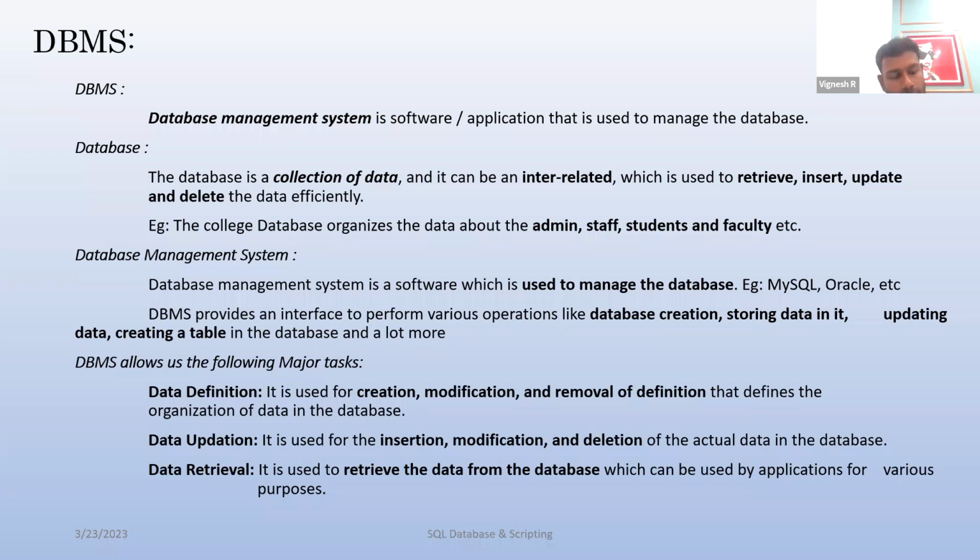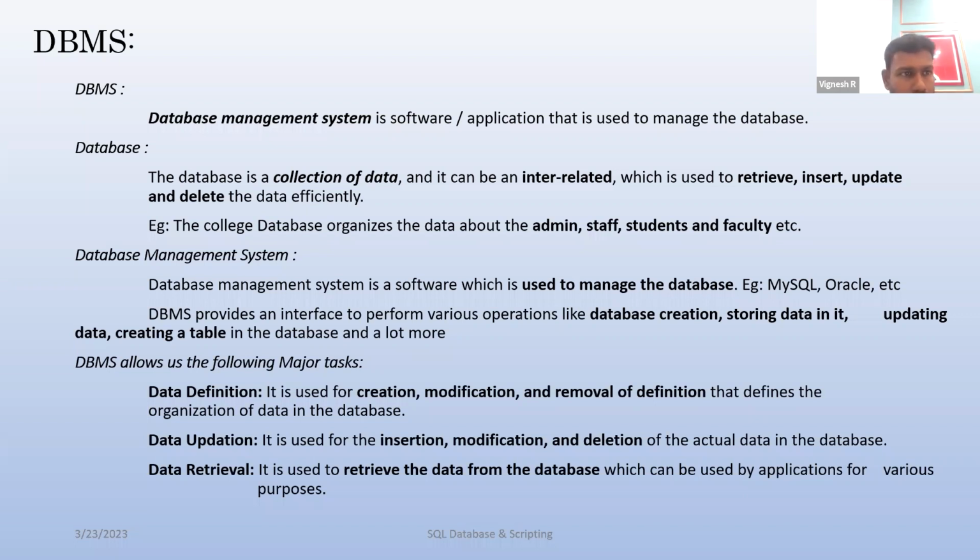Mainly, this DBMS allows three major tasks. First, we can define the data: creation, modification, and removal of the definition, the data definition. The second major task, we can update the data. Whatever data we are creating or inserting, we can update anywhere, anytime, for our convenience or requirement. The third thing is retrieval. We are storing and updating, but what is the end result? We have to retrieve the data. These three major tasks we can do from the database management system. This is the start actually.